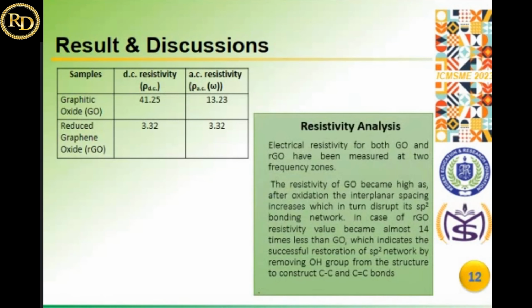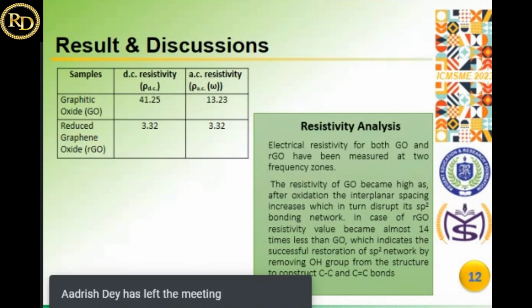Now, coming to the resistivity analysis. The electrical resistivity of both the samples, GO and RGO, has been measured. The resistivity of GO became very high because after oxidation, the interplanar spacing increases, which in turn alters the sp2 bonding, so the network created by these sp2 bonds gets disrupted totally. But in the case of RGO, the resistivity value becomes almost 14 times less, as we can see from the slide, compared to that of GO.